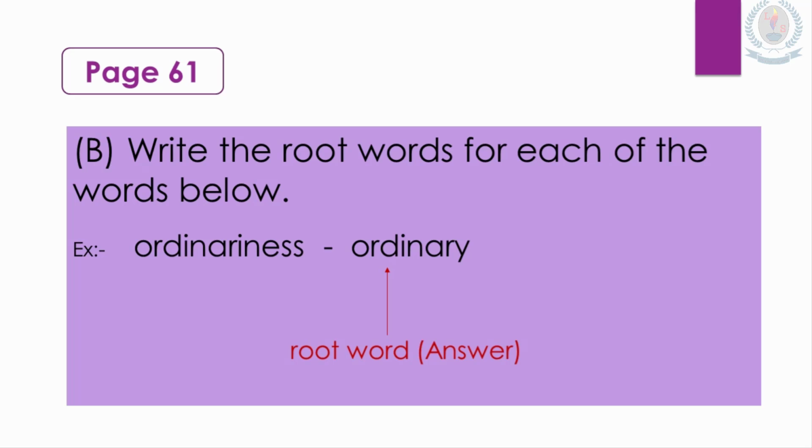Now turn to page number 61. Let's do part B. Write the root words for each of the words below. Here you are given 9 words and asked to write their root words. As an example, first word, ordinariness. Here the root word is ordinary.